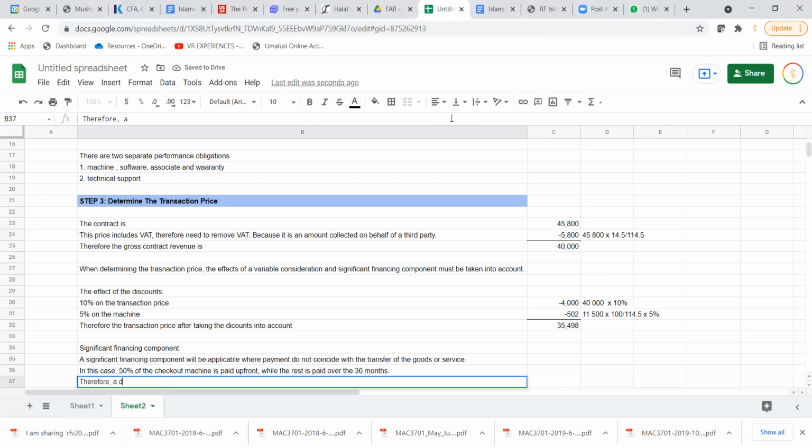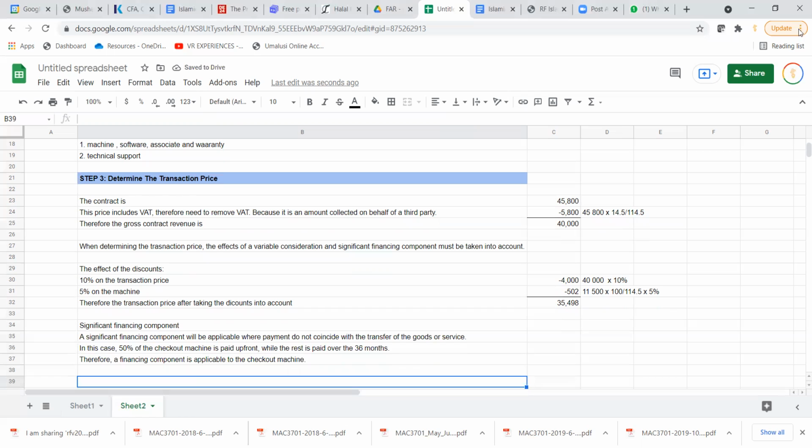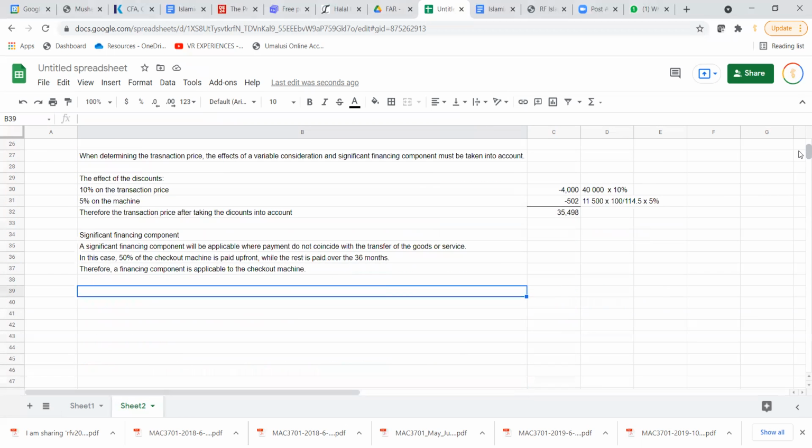Therefore, a discount, therefore a financing component is applicable to the checkout machine. Okay, so now we're going to work it out. So when you want to work out, all you're going to do is work out the present value.